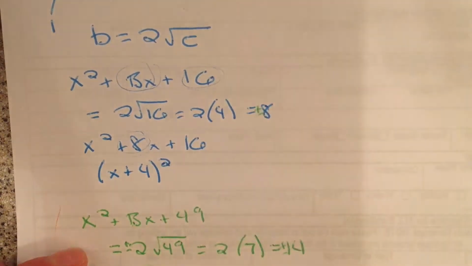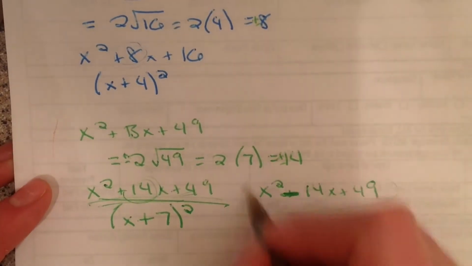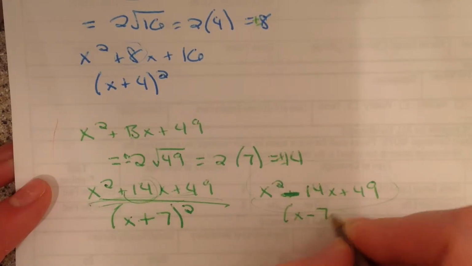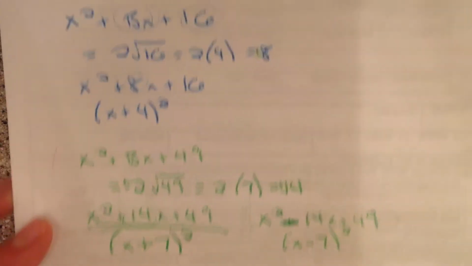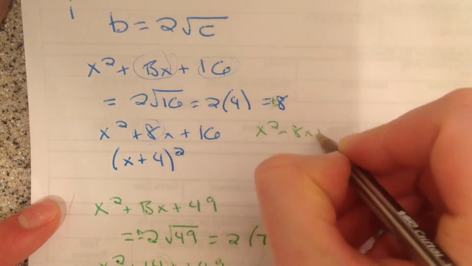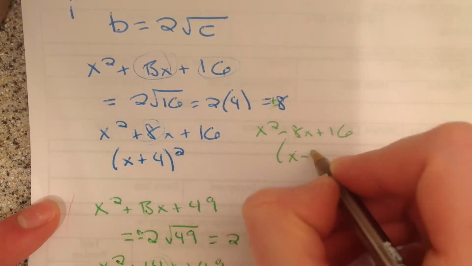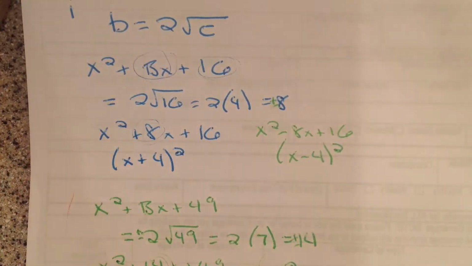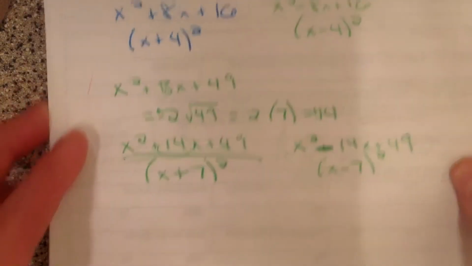plus or minus 8. So in this case, this one would factor to be x minus 7 squared. Or if we relook at the one up here and put in a negative 8, we would get x minus 4 squared. So you have both options. So let's keep that in mind with our third example.